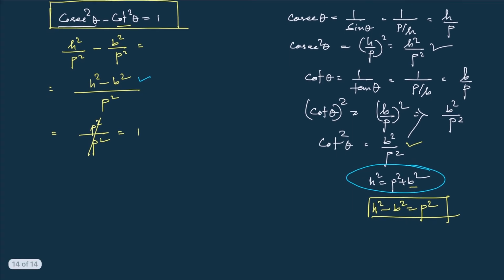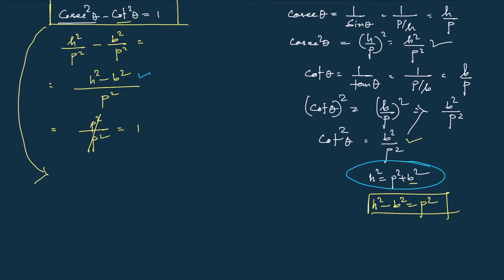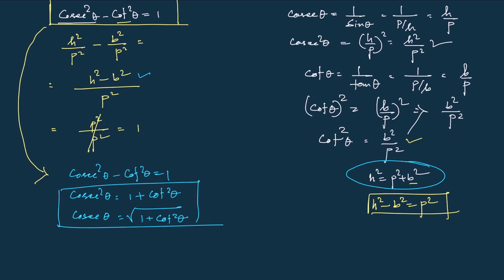So from this formula we can derive, cosec square theta minus cot square theta will be 1. So cosec square theta will be 1 plus cot square theta. Okay, so cosec theta will be square root of 1 plus cot square theta. This is one formula.